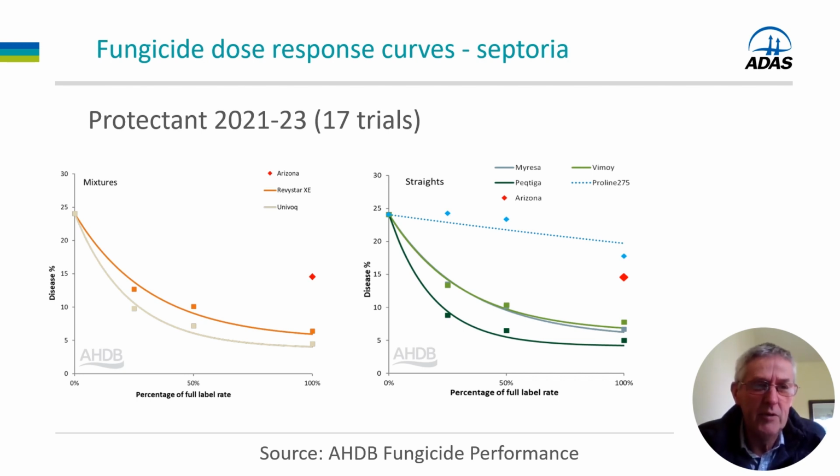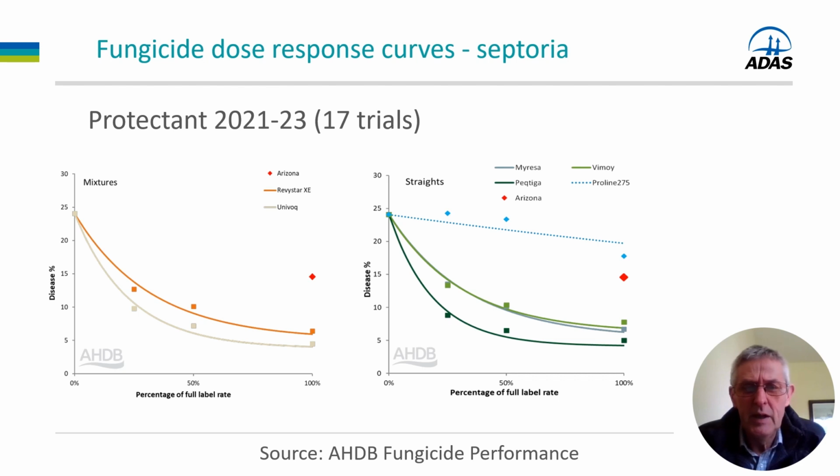We're showing here the real disease percentage data. So in the absence of treatment across the 17 trials, the average disease severity was just below 25%. These trials were done on very disease susceptible varieties and only a single spray was applied. And you can see the data points for the levels of disease at 3/4 dose, half dose and full label dose, and the fitted response curves that we've put through those.